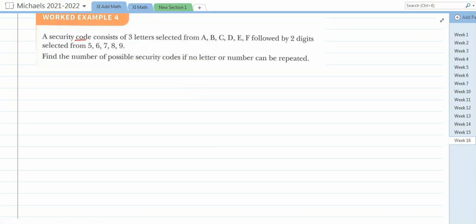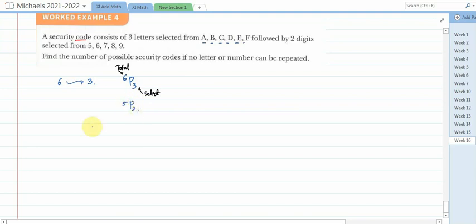So the first approach is, we have 6 letters, right? There are 6 letters A, B, C, D, E, F, and among those 6 letters you need to select 3 of them, right? So you can say that it's 6P3. Out of 6 letters we need to select 3. The number at the top shows the total, and the bottom is the number of options that we are going to select. So 6P3 means there are 6 characters in total and we are going to pick 3 of them. And after that it says followed by 2 digits. Now there are 5 numbers, and among those you need to pick 2 of them.